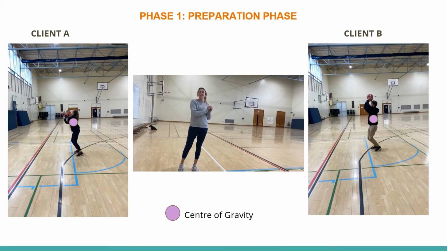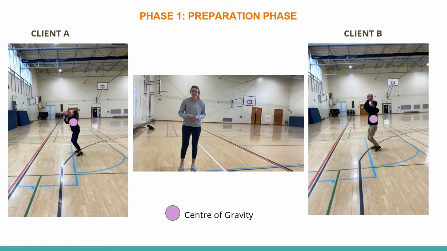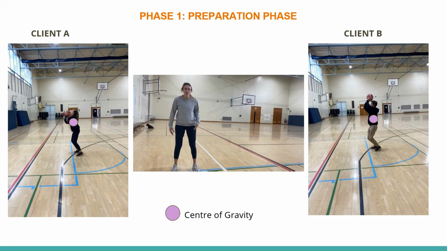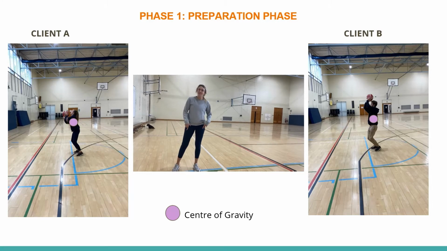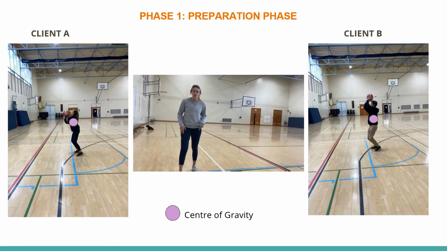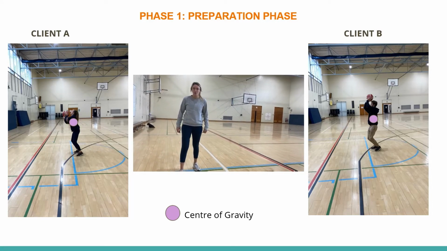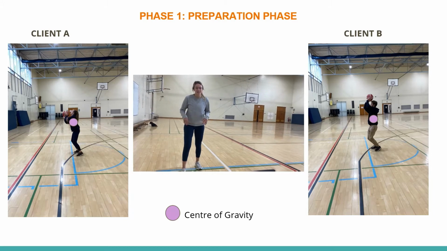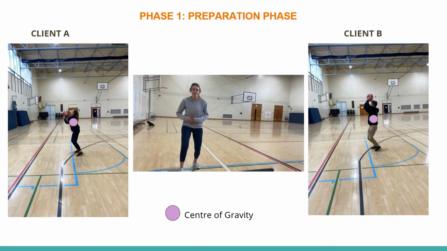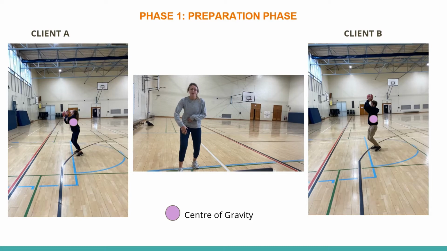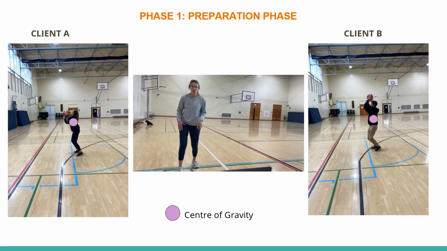In the preparation phase, both the clients can be seen to be starting with their legs about hip width apart. They've also got their feet slightly staggered with their right foot forward, creating a bigger base of support. They both also have their knees slightly bent, which helps lower their center of gravity closer to the ground. Both of these actions help to create better stability in preparation for the shot.